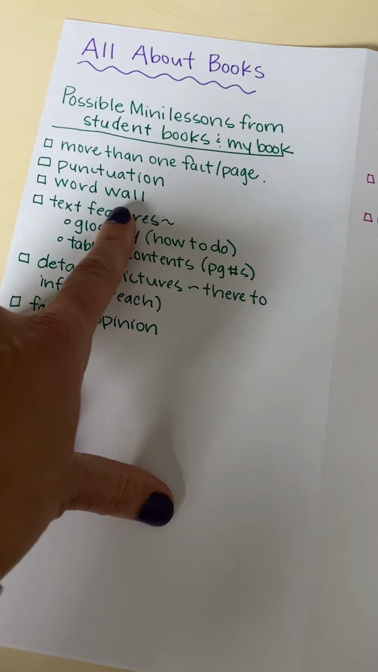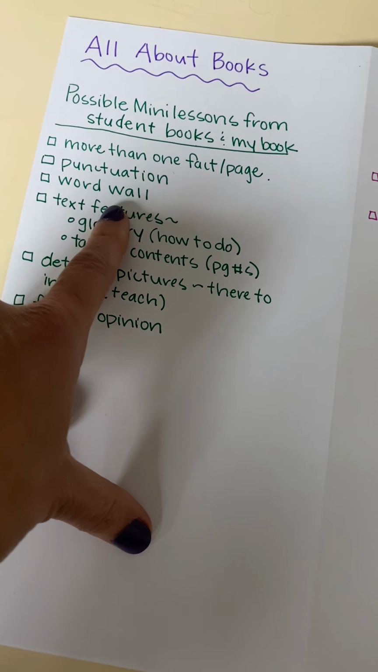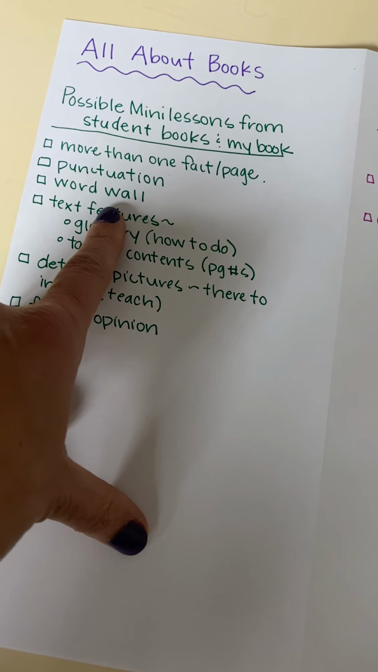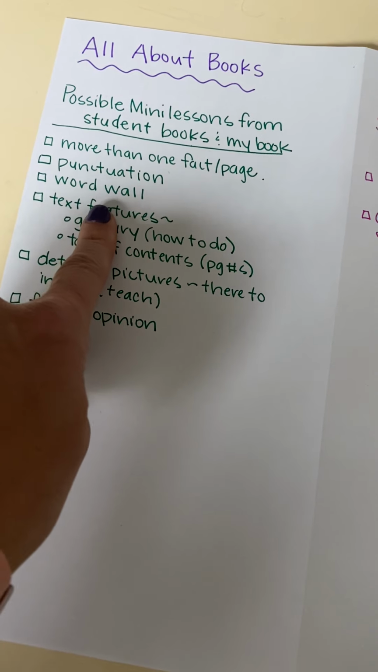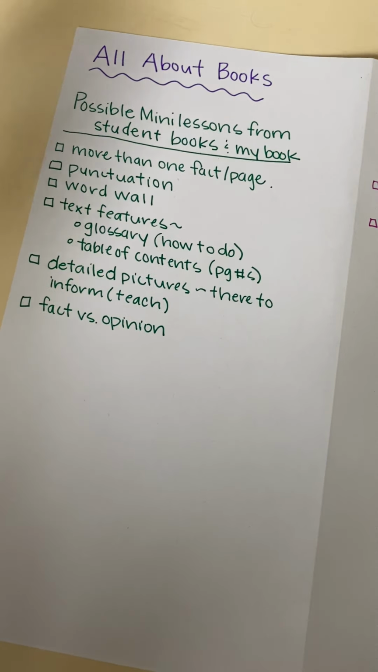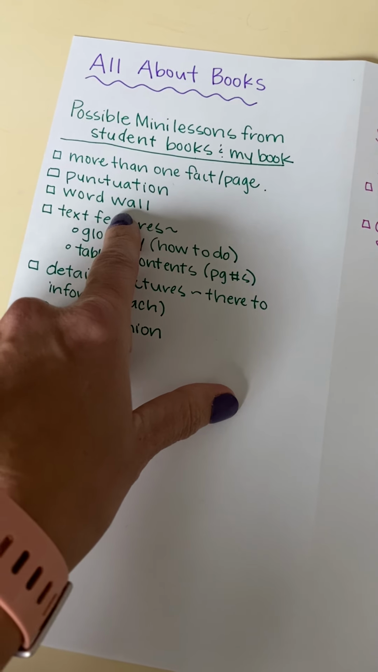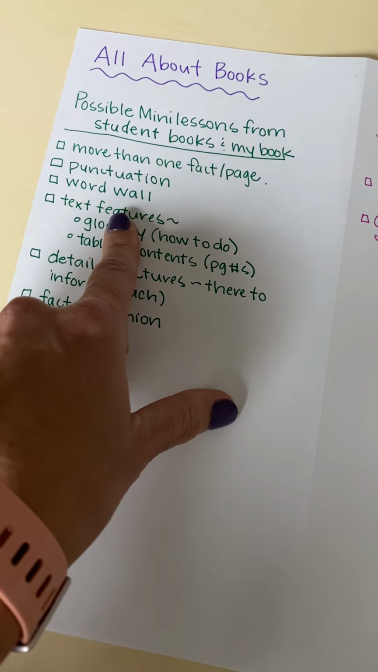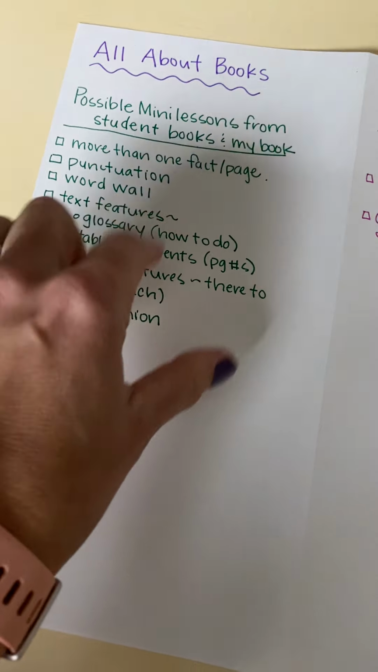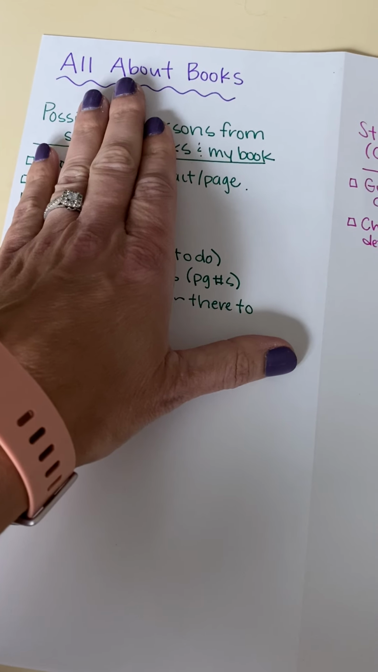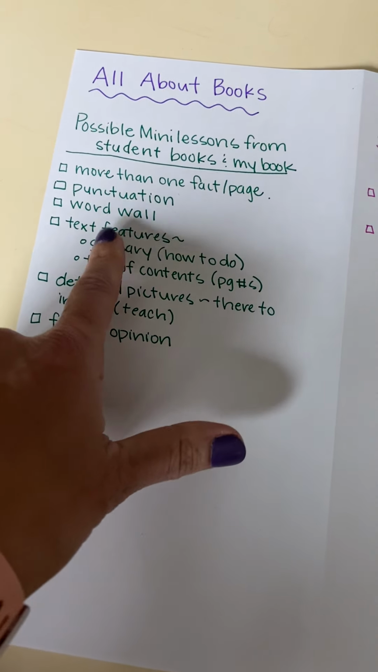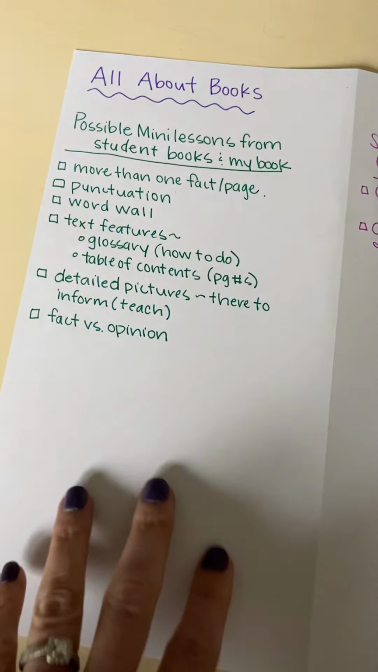Also, the word wall. I noticed that lots of our words that are on the word wall are spelled incorrectly. So a quick mini lesson over that word wall just to refresh their brains about the words that are on the word wall and have them go back in their stories to fix. That's a great mini lesson for the whole class. Yes, it has really nothing to do with all about books, but it's still that accountability that needs to happen.